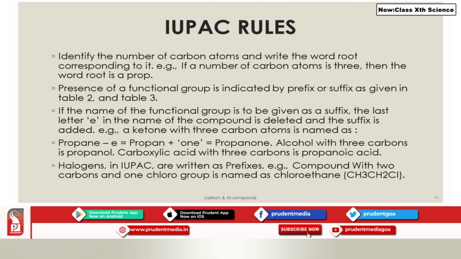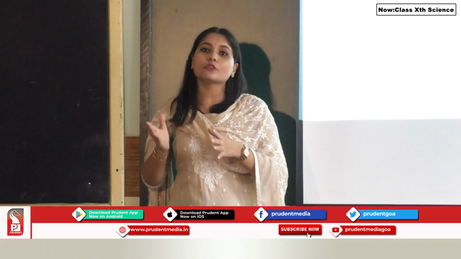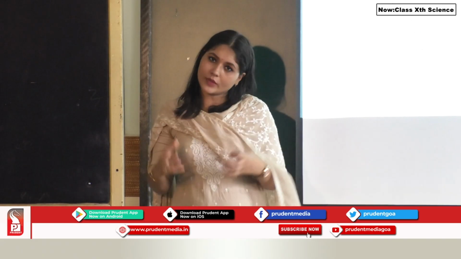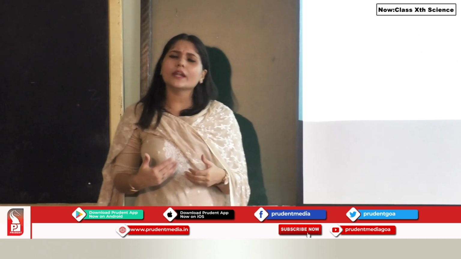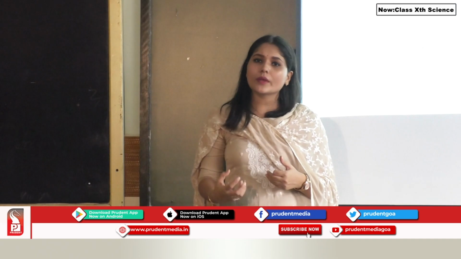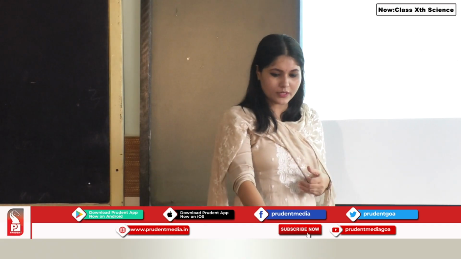So in a compound also, the suffix has to be named later on. If the last letter E in the name of the compound is deleted and the suffix is added, for example, a ketone with 3 carbon atoms is named as propanone. So if there is an alkane and there is a functional group, you need to drop the letter E from your alkane because 2 vowels cannot be together. Then halogens in IUPAC are written as prefixes. Also amino and nitro groups are written as prefixes, and a compound with 2 carbon atoms and 1 chloro group is named as chloroethane. So now let us look at examples of how exactly we write the IUPAC nomenclature.